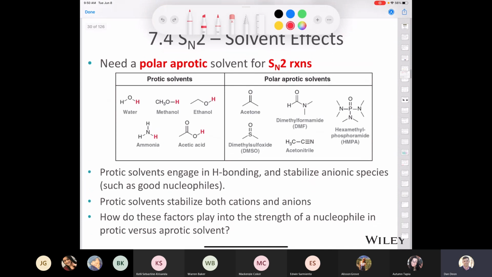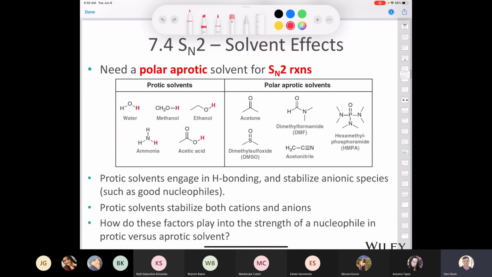It says here that you need what's called a polar aprotic solvent for an SN2 reaction. Now, if you're like, what the heck is a polar aprotic solvent? Let me show you. All of the solvents in here, and there's a whole lot of them, they're all polar.